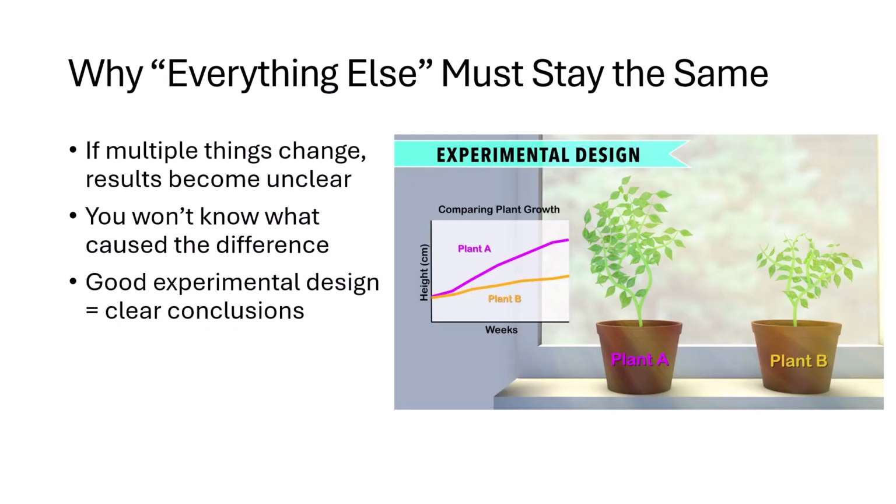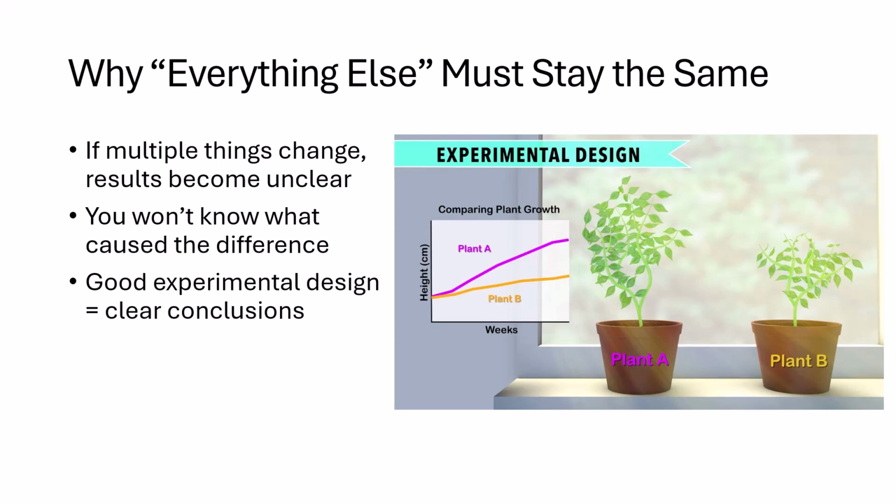If you change more than one thing at once, say fertilizer and light, then you won't know which one actually caused the change in growth. Good experimental design is all about controlling variables so your conclusions are actually meaningful and defensible.